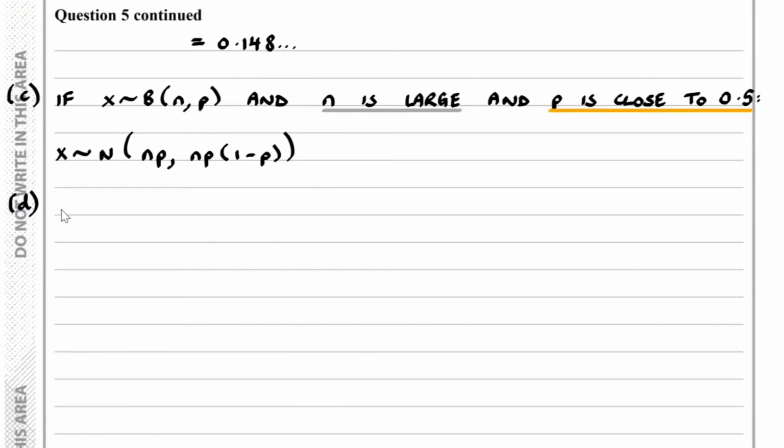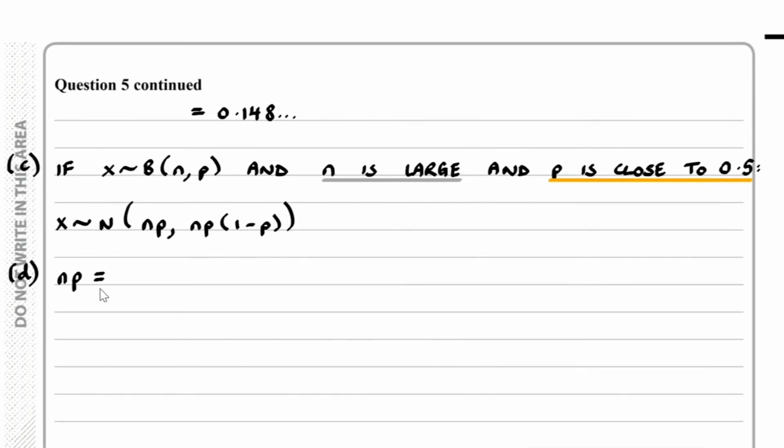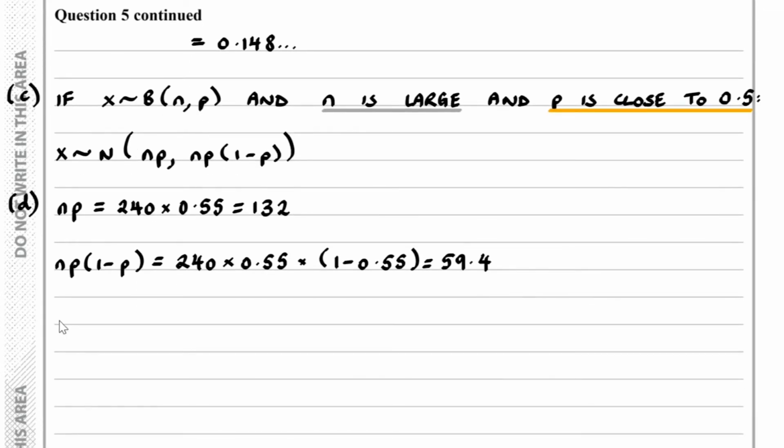So np, that's equal to, well, I've got 240 seeds and the probability that they germinate is 0.55, so I've got np equaling 240 times 0.55, which is 132, and np times by 1 minus p, I've got 240 times by 0.55 times by 1 minus 0.55, which is 59.4. Now let's say that X follows a normal distribution with parameters 132 and variance 59.4.